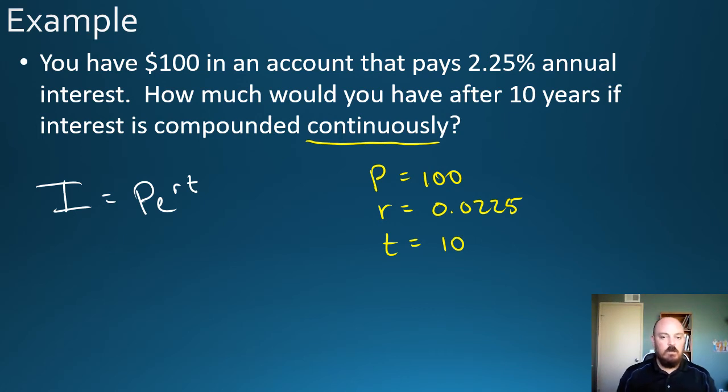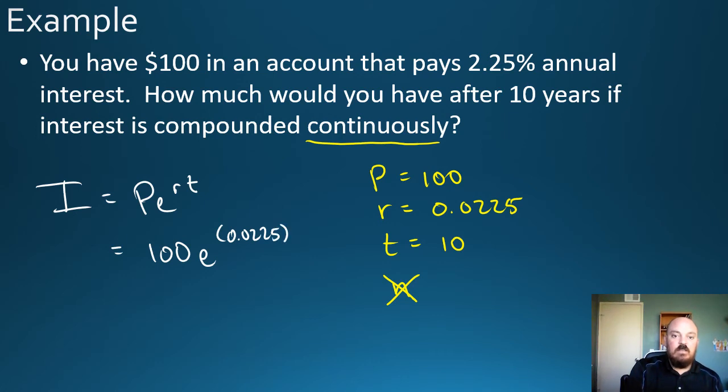But see, because we're compounding continuously, there's no n in this problem. So you're not going to use that first equation that has the n in it. You're going to use the easier equation. So let's answer the question. P is 100, R is 0.0225, and T is 10. And it's a calculator question again. So let me get that answer and I'll be right back.